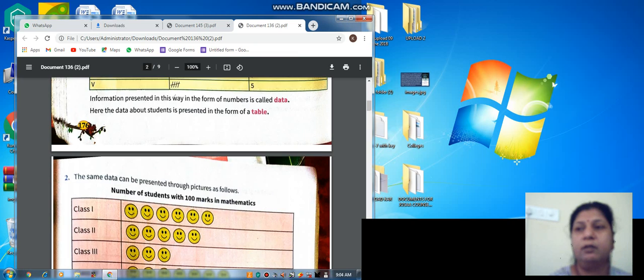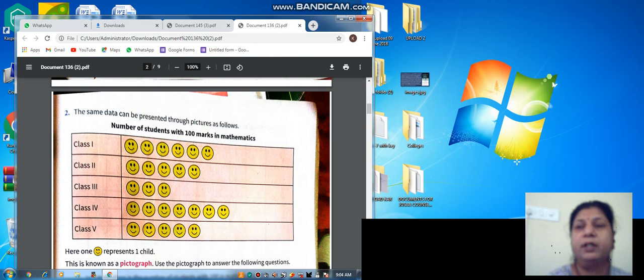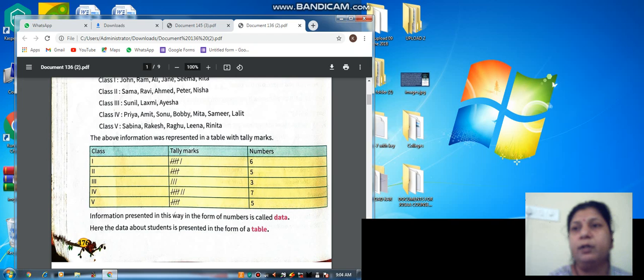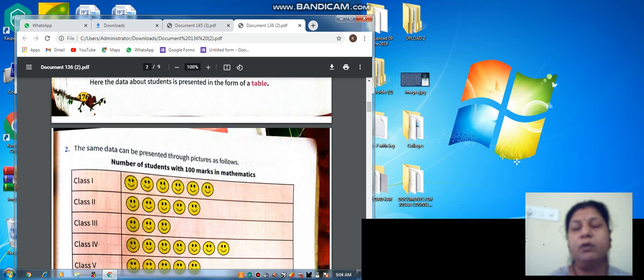Our next topic is the pictograph. The data represented in the form of pictures is called a pictograph. Here we represented the number of students by tally marks, and in the pictograph we represent the number of students in small symbols, just like this smiley. So in a pictograph we have to represent related symbols or pictures.